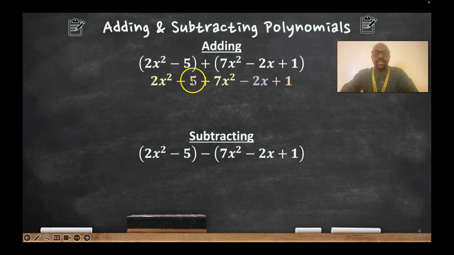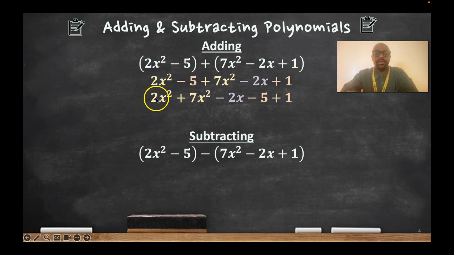So 2x squared minus 5, I just bring that down because I don't have a coefficient to distribute here. And I don't have a coefficient to distribute here either, so I'll bring down that 7x squared, negative 2x, and a positive 1. So if you look at the color coding, you see we have some like terms. We have a 2x squared and a 7x squared. We have a negative 5 and a positive 1. There's only one term that has an x. So that means you don't have a like term there. You just bring it down as is.